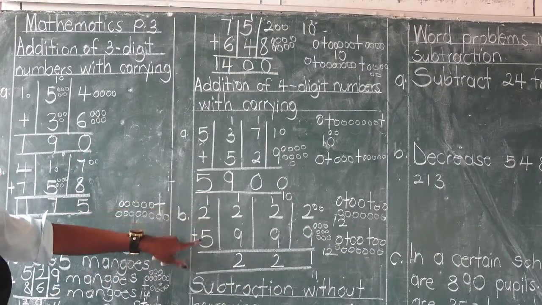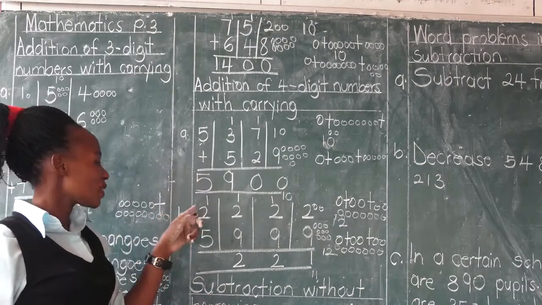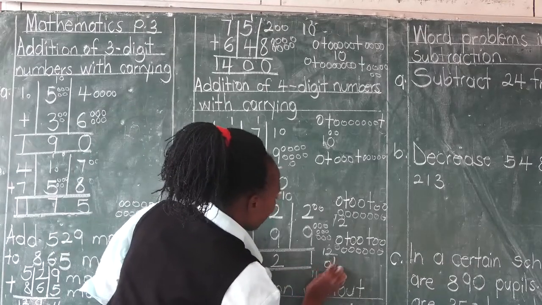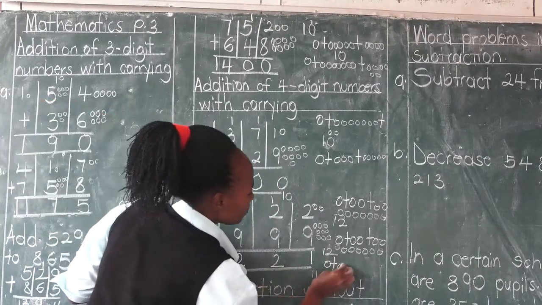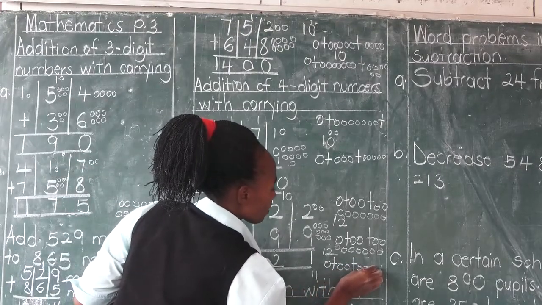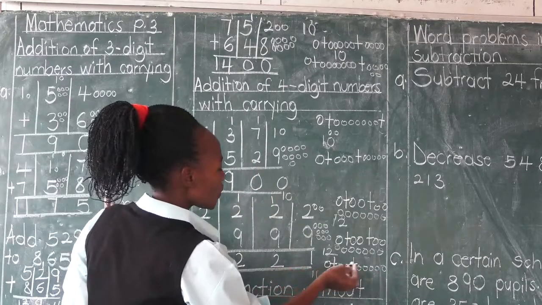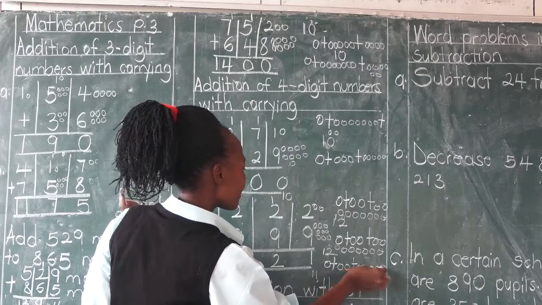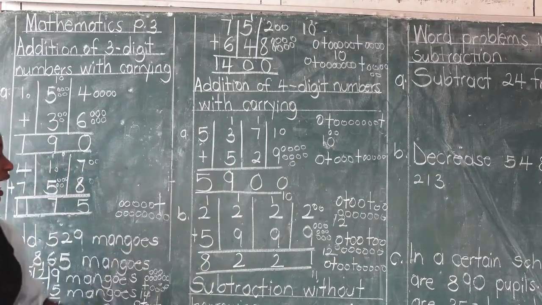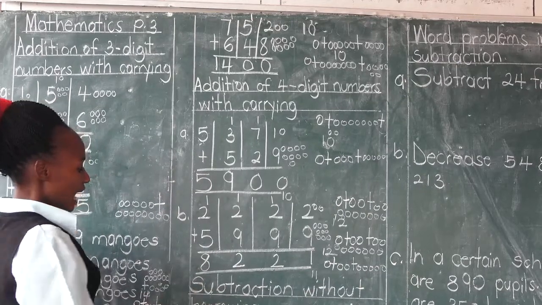Here we had 2 plus 5, but there is the number which we carried. Now we are going to get 1 plus 2 plus 5. 1, 2, 3, 4, 5. Let's put them together. 1, 2, 3, 4, 5, 6, 7, 8. Okay? Now we've got 8,221.